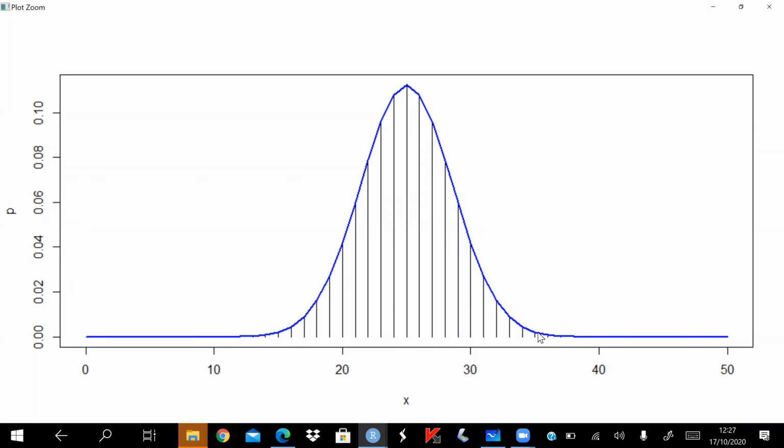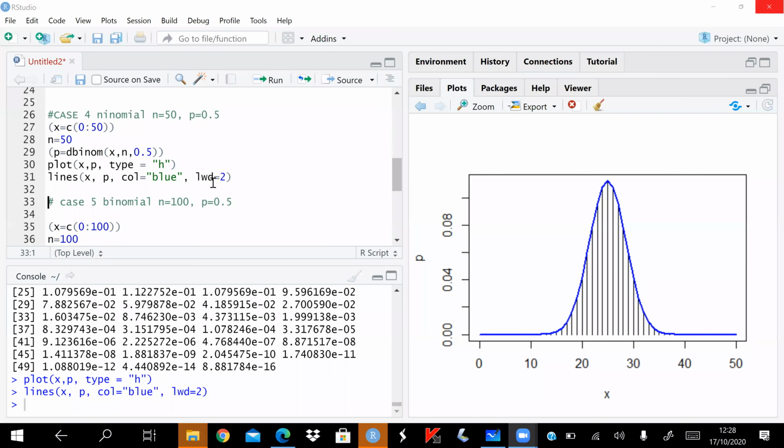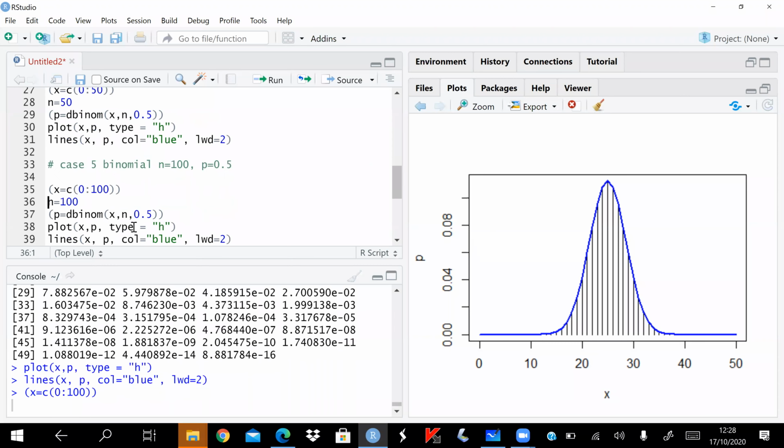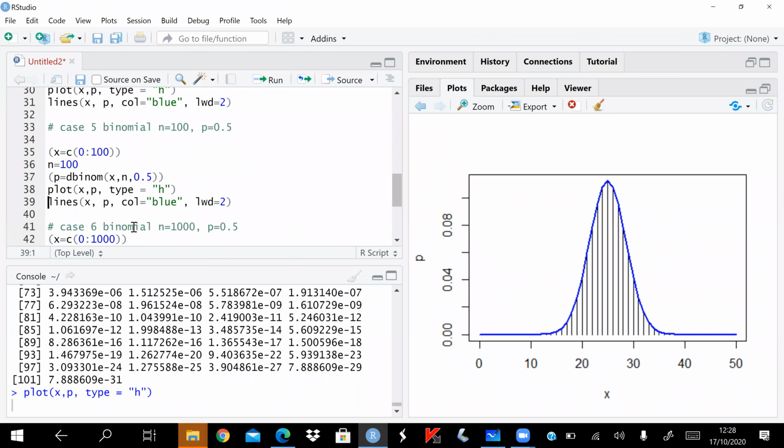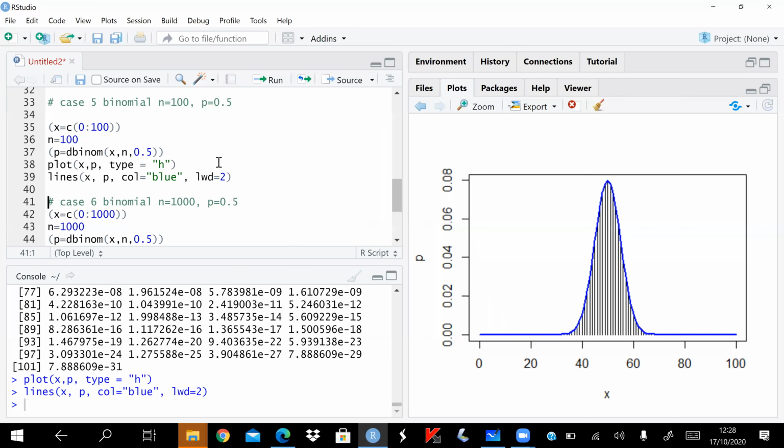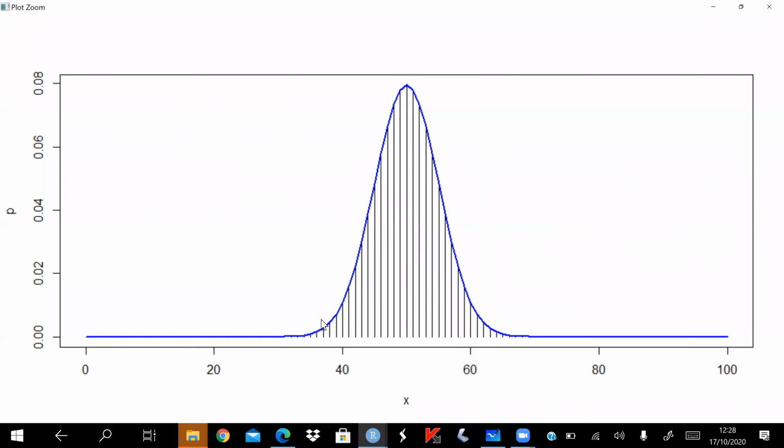Which is symmetrical at this point here. Then if I increase the number of trials, like in this case, I've increased them to 50. If I have 100 trials, the same probability of success, then this is the graph that I'm going to get. So we are interested in the blue line, which now looks like a smooth curve.